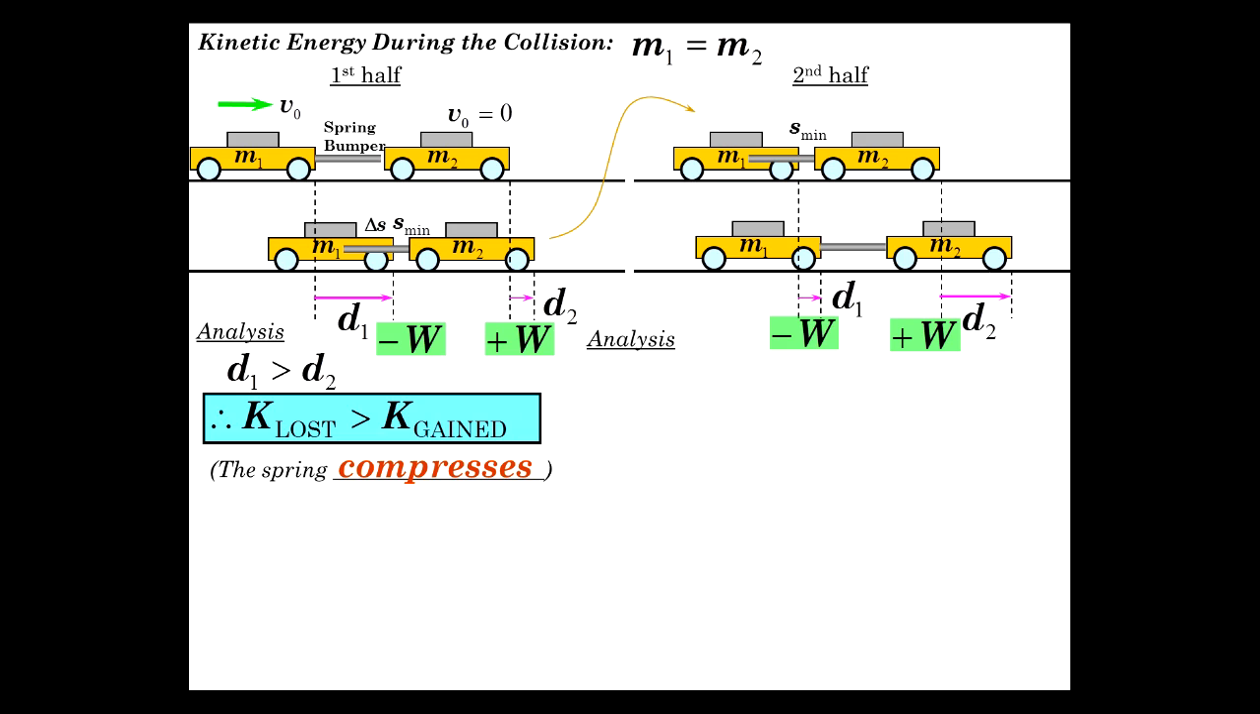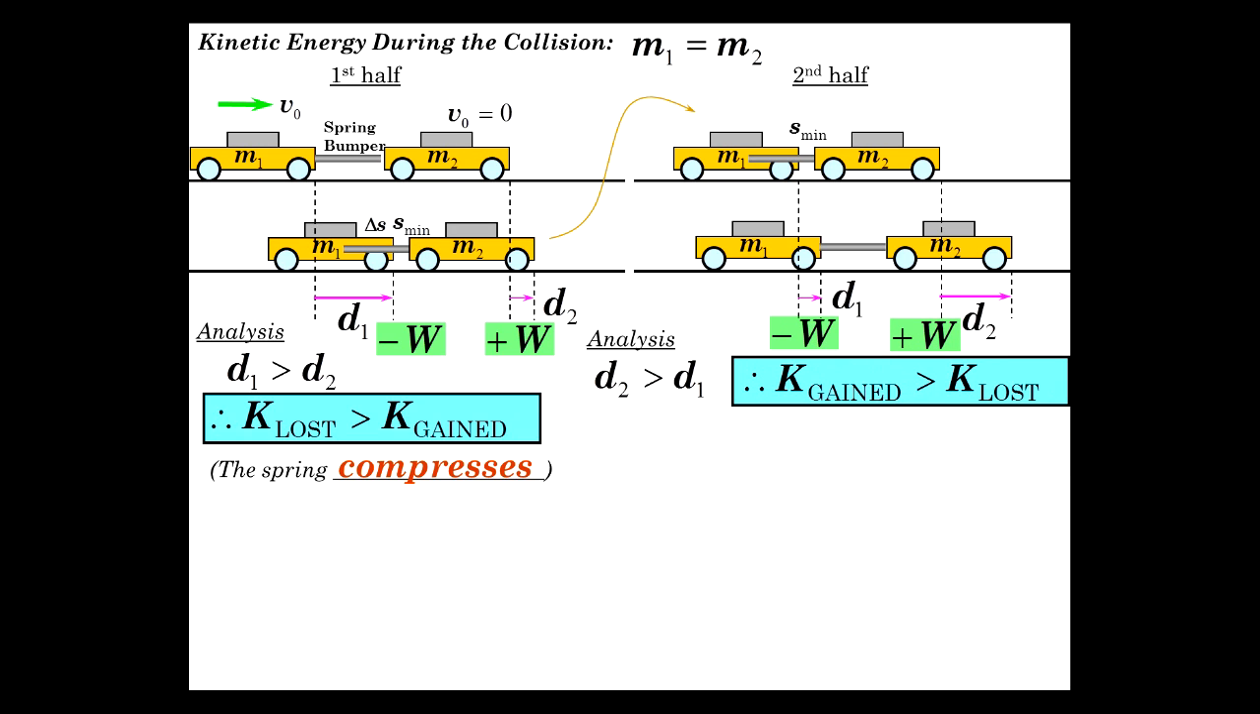Again, negative work and positive work. But this time, D2 is greater than D1, and therefore the kinetic energy gained is greater than the kinetic energy lost. So these are kind of like symmetrical scenarios. Loss of kinetic energy in the first half, net gain in kinetic energy in the second half.